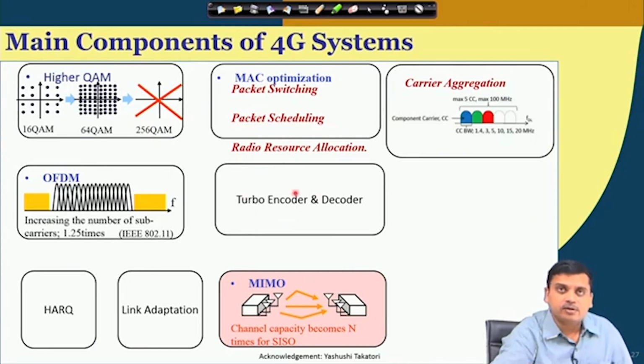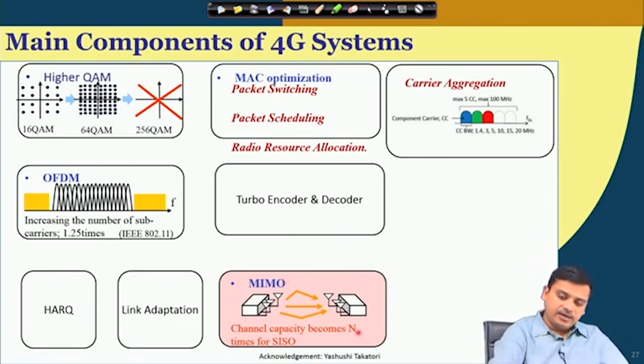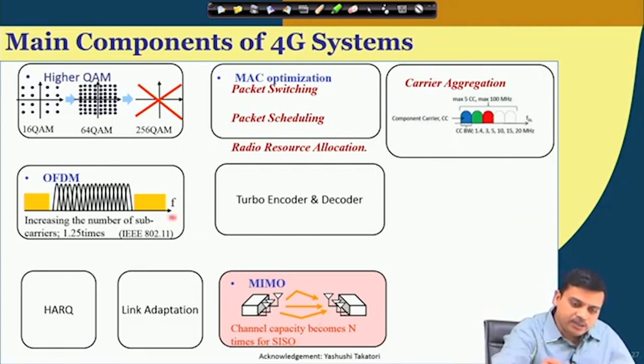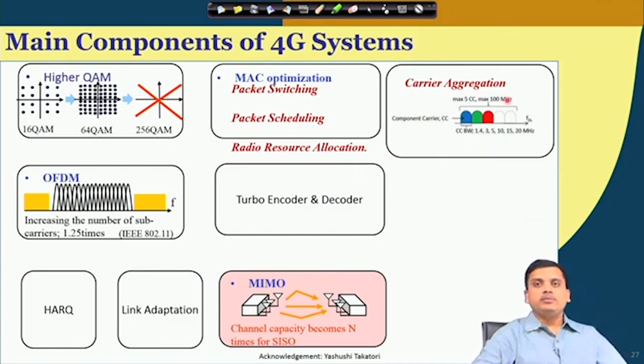Turbo encoder and decoder improve the reliability. MIMO facilities increase the spectral efficiency n times, so it clearly says n times that of a SISO link. All these help in increasing the spectral efficiency, along with, of course, link adaptation and HARQ, that is hybrid ARQ, whereas carrier aggregation provides a huge improvement in the aggregate data rate that is possible.